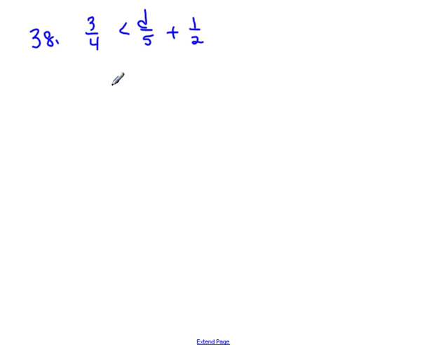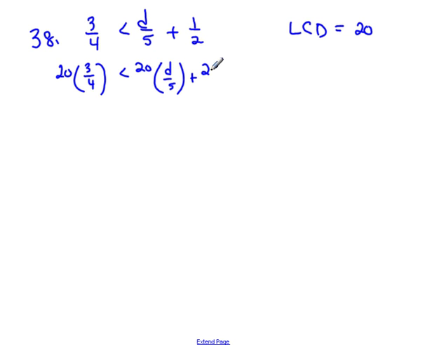Okay, number 38. We have all these fractions, and I know how much you don't like fractions, so if we want to get rid of them, let's multiply through by the common denominator. Well, the common denominator in this case between 4, 5, and 2 is 20. So let's multiply through by 20. So we're going to multiply each term by 20 so that we can get rid of the fractions. If you go ahead and show the multiplication by each term, you're less likely to make a mistake.